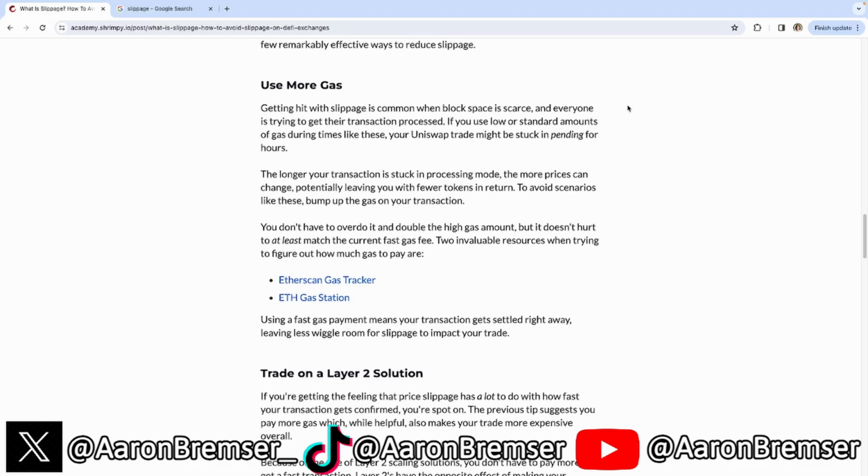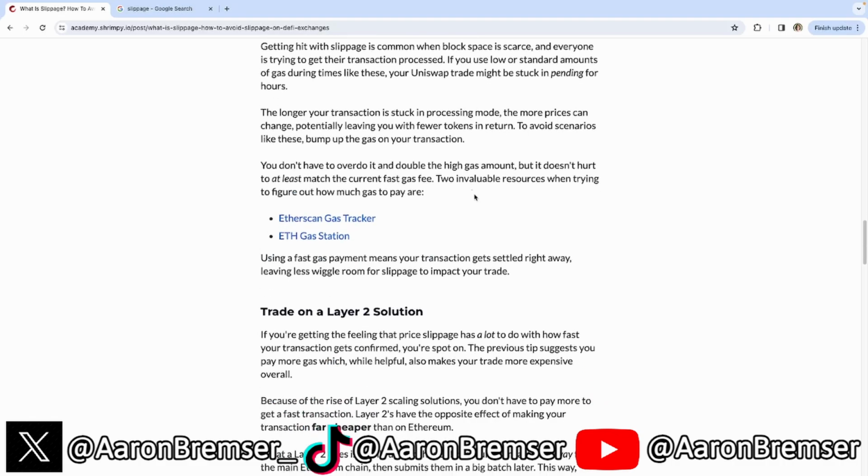Use more gas. Getting hit with slippage is common when block space is scarce and everyone is trying to get their transaction processed. If you use lower standard amounts of gas during these times, your Uniswap trade may be stuck and pending for hours. That's why I hate Ethereum. The longer a transaction is stuck in processing mode, the more prices can change, potentially leaving you with fewer tokens in return. To avoid scenarios like this, bump up the gas on your transaction.